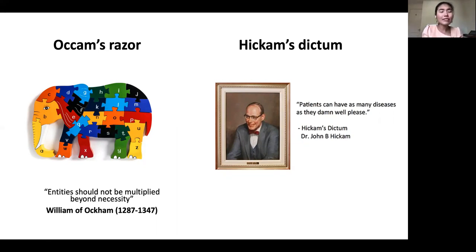So if a patient has lots of symptoms, in the end, it's going to be one condition that's responsible for all the symptoms. That's the concept of Occam's razor. And then this physician, I think he was a bit sarcastic, perhaps. He is an American physician. In the 1950s, he said, don't be bothered about this Occam's razor, okay? Patients can have as many diseases as they damn well please, okay?